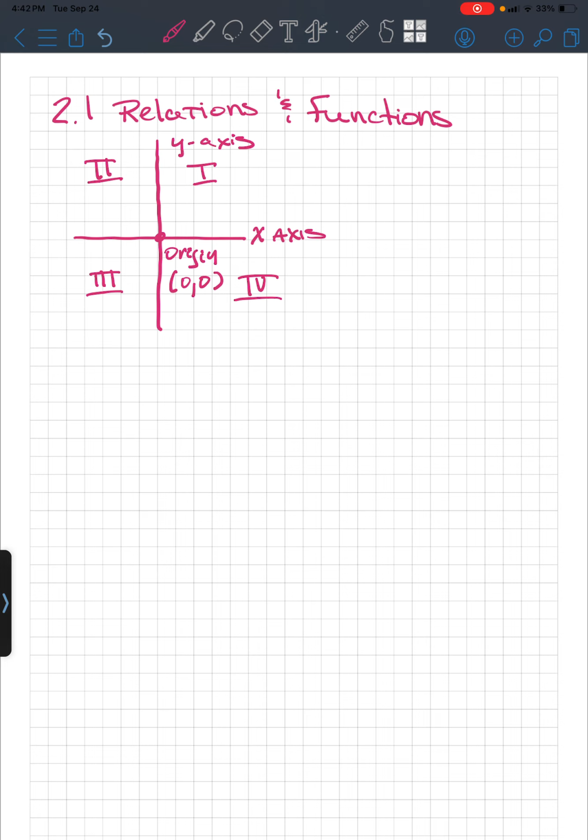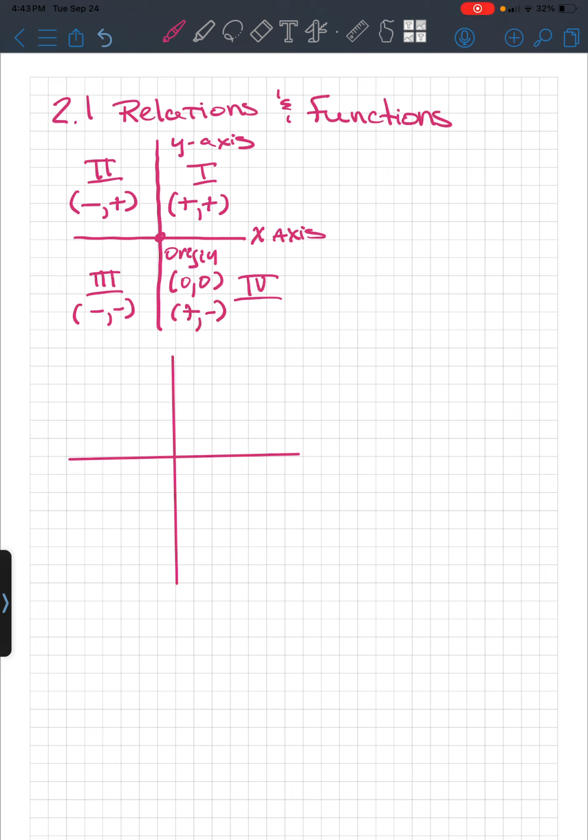To be able to put these points on a graph, or Cartesian plane, or a coordinate plane, you must know where they are positive and negative. So my x is positive here and my y is positive here. Remember, it's always alphabetical. X comes first, y comes second. My x is negative, my y is positive. My x is negative, my y is negative. And my x is positive and my y is negative.